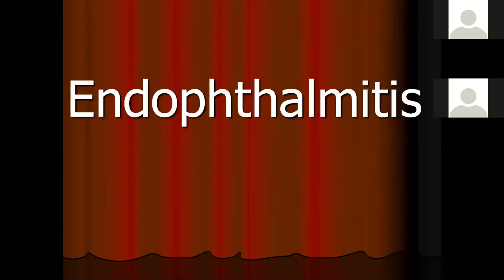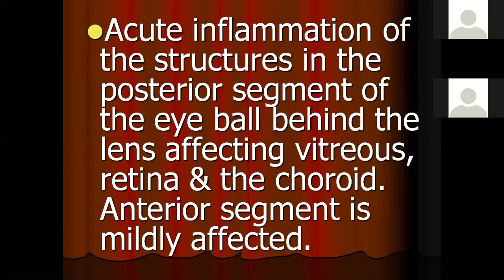Next is endophthalmitis. Again, an important cause of pan uveitis. Endophthalmitis is acute inflammation of the structures in the posterior segment of the eyeball. Posterior segment of the eyeball means all the structures which are located behind the lens.